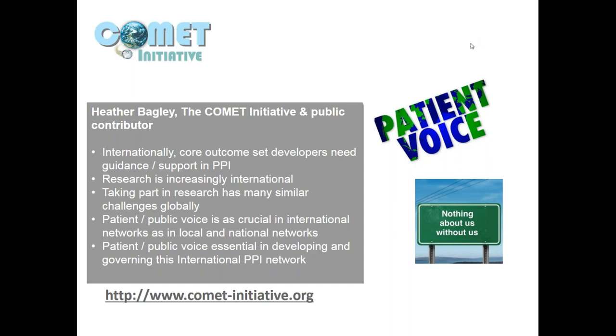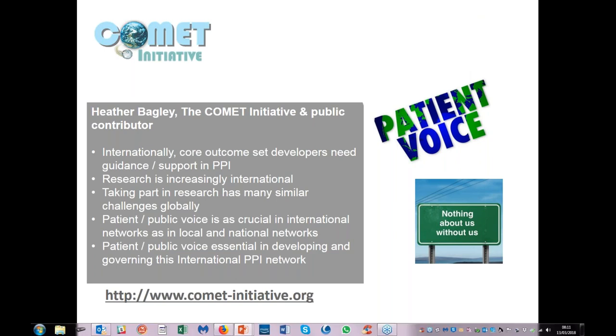And multiple stakeholders are involved in reaching consensus about which outcomes are the most important or core for a particular condition. And patients and carers are obviously key stakeholders in this. COMET promotes the development of and use of core outcome sets throughout the world. And it produces resources to support core outcome set developers in their work.